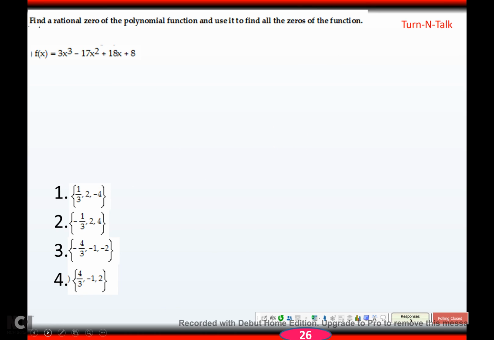Alright, it says find a rational zero of the polynomial function and use it to find all zeros of the function. Hit pause, come back when you're ready. And hopefully you got 2.